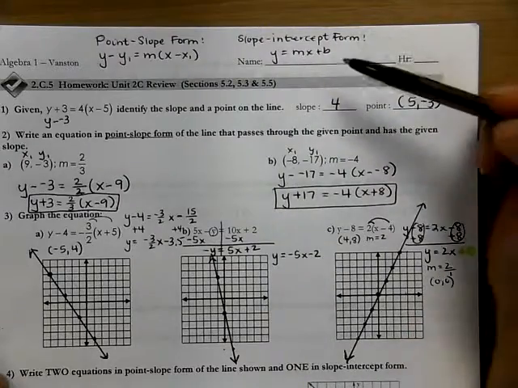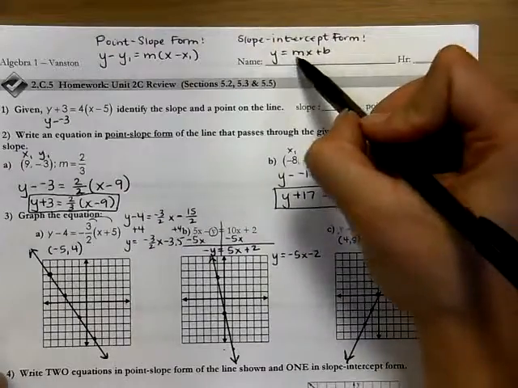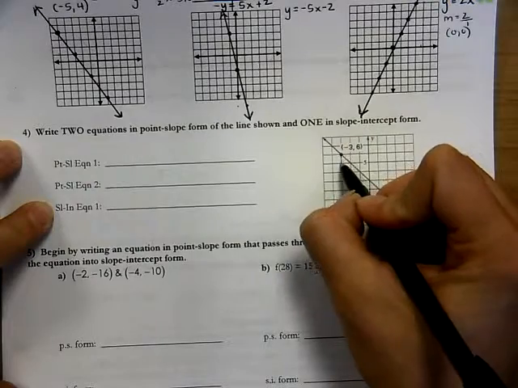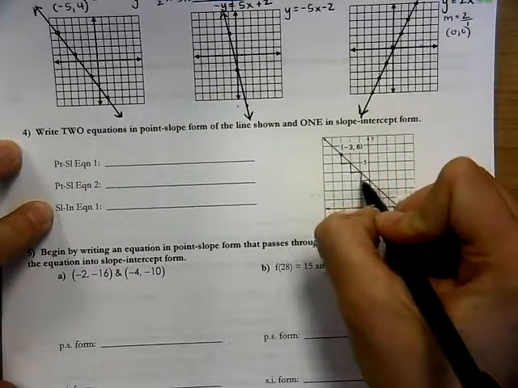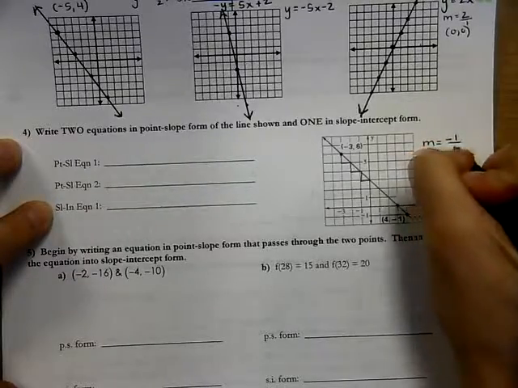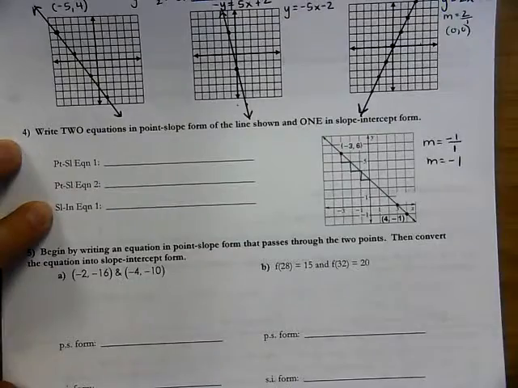So slope-intercept form is y equals mx plus b. So I'm thinking in my head, well, what information do I need in order to write the equation in slope-intercept form? Well, I need the slope and the y-intercept. So let's go to this graph. The slope, I can go down 1, right 1, down 1, right 1, down 1, right 1. So the slope would be negative 1 over a positive 1, which just simplifies to negative 1.